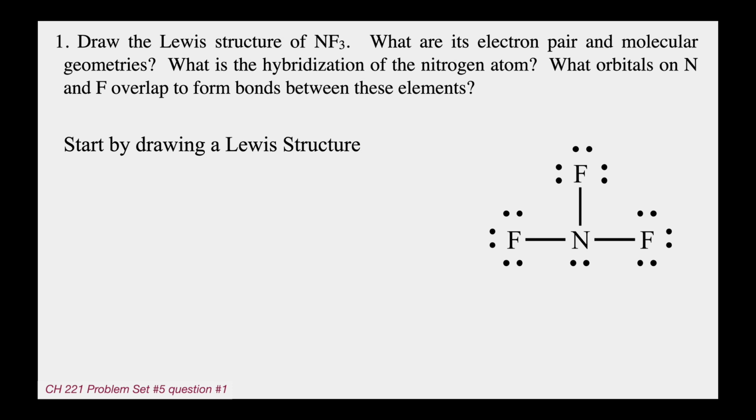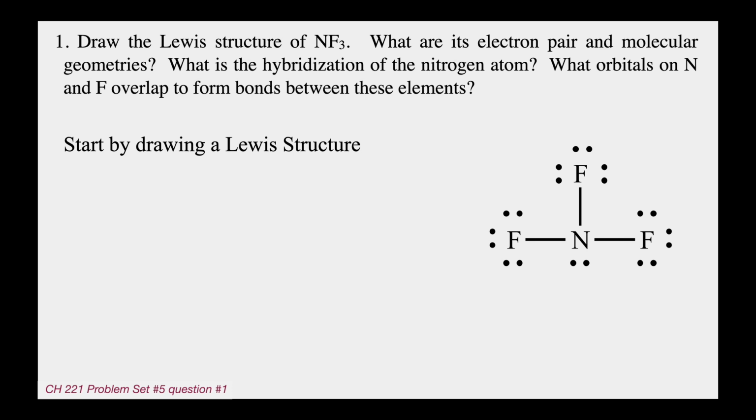Start by having nitrogen in the middle, least electronegative, definitely compared to fluorine. Put the fluorines on the outside, connect them with a bonding pair. That's kind of the glue that holds the outside atom to the inside atom. And then you put lone pair electrons around the outside atoms first, and if you have any left over, you put it on the inside.